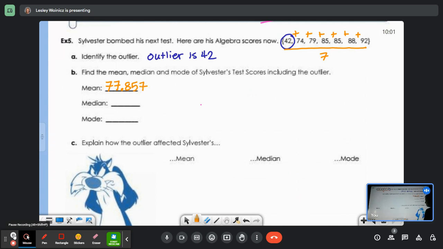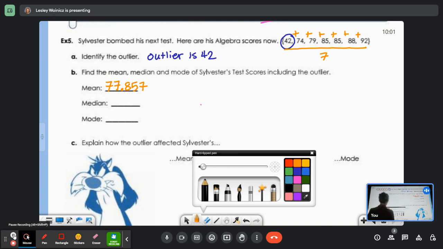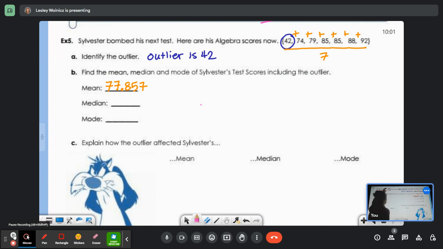Now let's find his median. Remember, his median is the middle number. So it's not 42, it's not 92, it's not 74, it's not 88, it's not 79, it's not this 85, it's this 85. Okay, what about his mode, which is the most repeated? Well, 85 is still the most repeated.